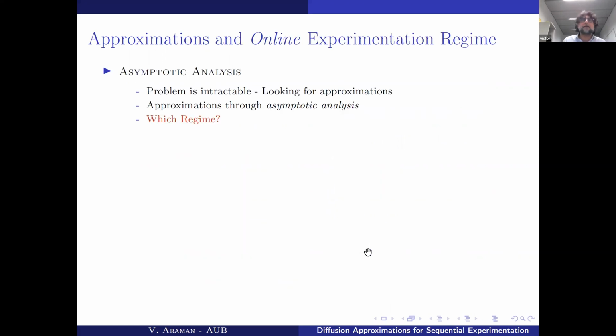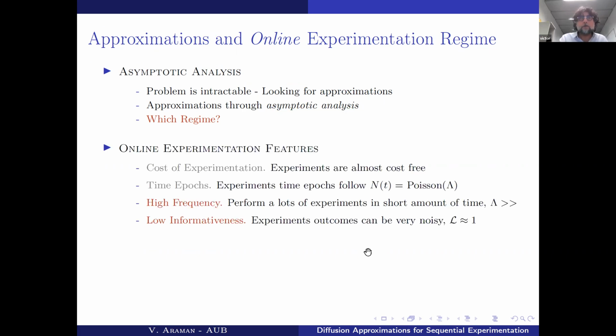But that's not our approach. Our approach is to come up with an approximation for this complex, quite intractable problem. One way to do that, as in most of the literature related to experimentation, is to find some asymptotic analysis. And who says asymptotic? You're working in some regime, you're scaling things. And the question becomes which regime.